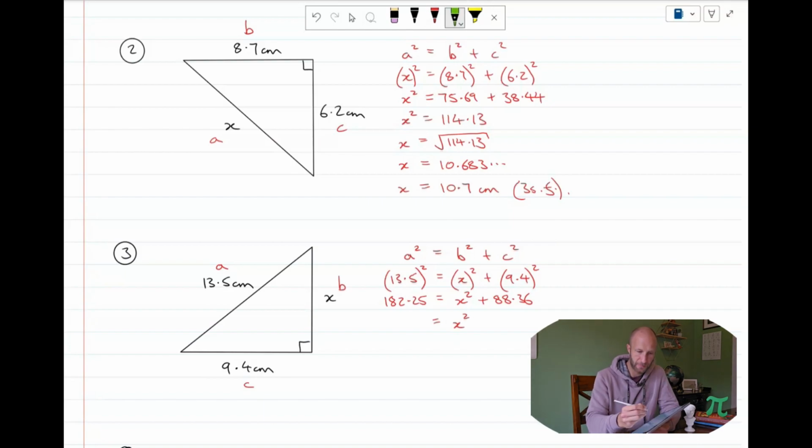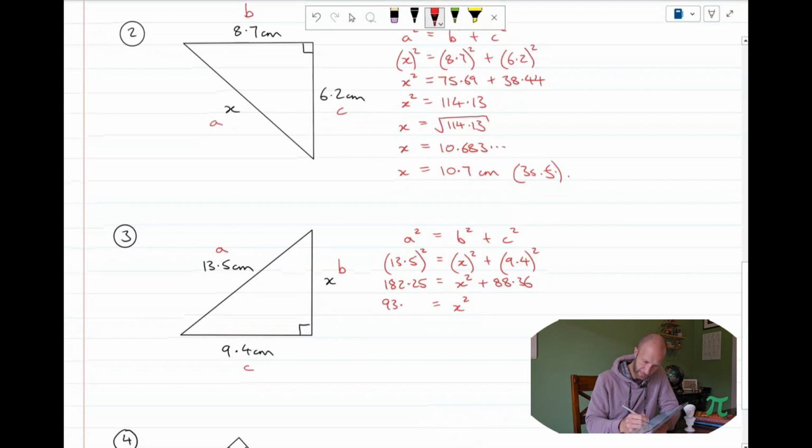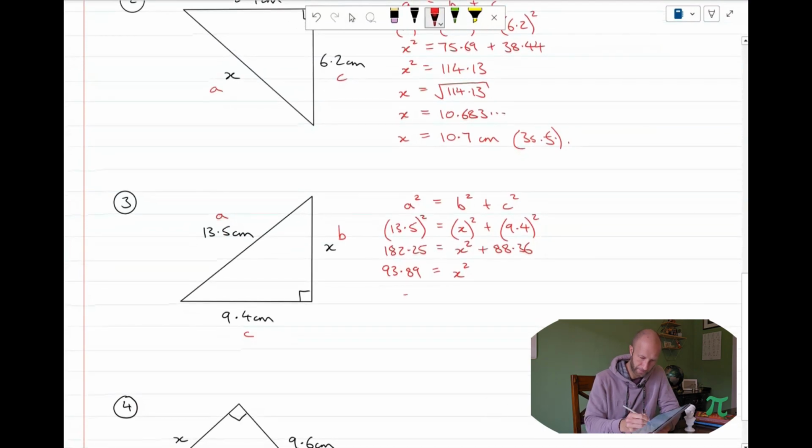Okay, in the earlier videos, I would tend to write that at the sides, but I think by now, hopefully, we're quite happy knowing what happens if we see that step in solving equations. So subtract 88.36 on both sides. That leaves me with just the x squared on the right, which is great. I can do 182.25 minus 88.36 on the left, which gives me 93.89. And I can square root both sides to give me x. I will keep the x on the right for now.